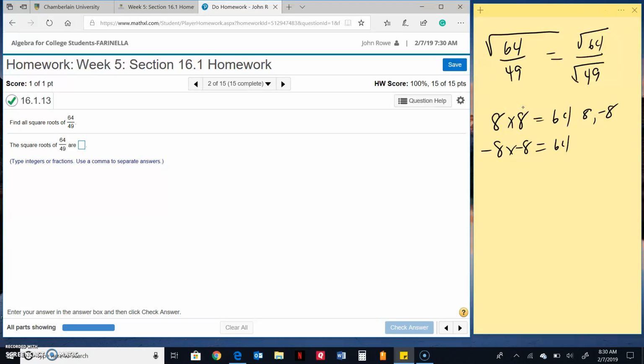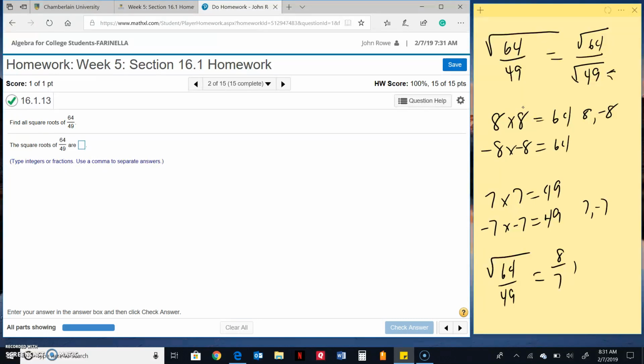Across the bottom, for 49, 7 times 7 equals 49, and negative 7 times negative 7 equals 49. So our other answer would be 7 or negative 7. So the square root of 64 over 49 is equal to 8 over 7 or negative 8 over 7.